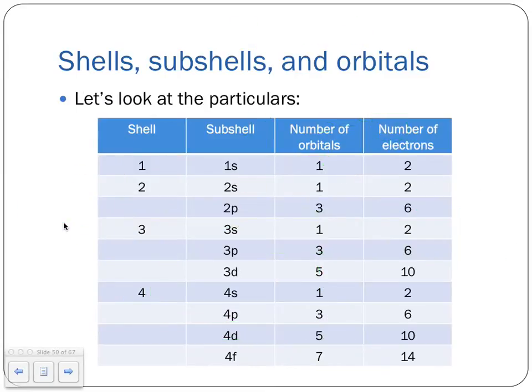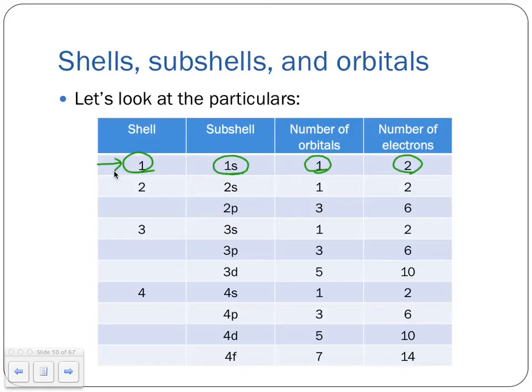Well, let's start taking a look at the particulars here. So shell number 1 has just one subshell, just the 1s. S orbitals only have 1 orbital in them, so any s subshell would only have 1 orbital in it. And each orbital holds 2 electrons, so there must be 2 electrons in the first energy level, in the first shell. We know that just based on what we have there.